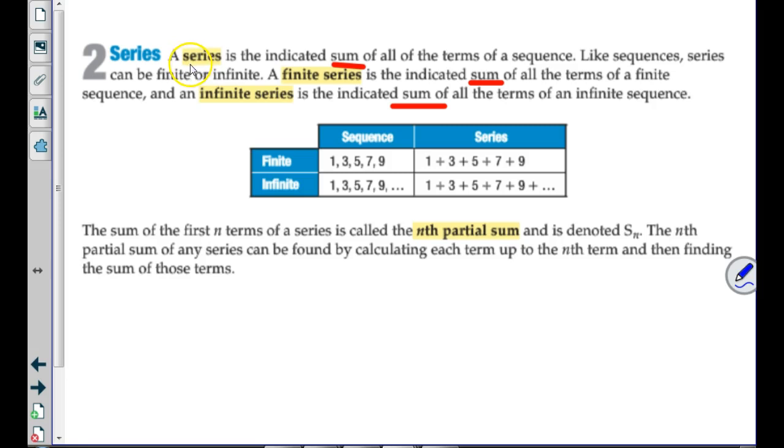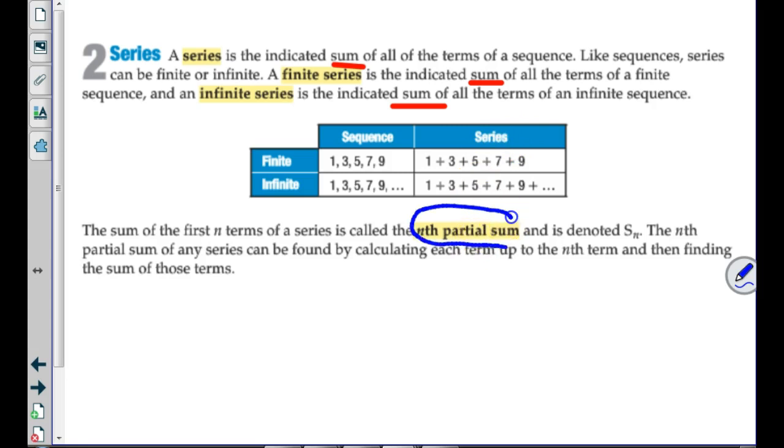All right, a series, this is the vocabulary, is the indicated sum of all the terms of a sequence. So this is the series. If this was the sequence, this is what the word series is called. Finite means you want like the first 5 terms. Infinite means it keeps going. Okay? Like sequences, series can be infinite or finite, but it is the sum. When you want them to add up, it's called a series.